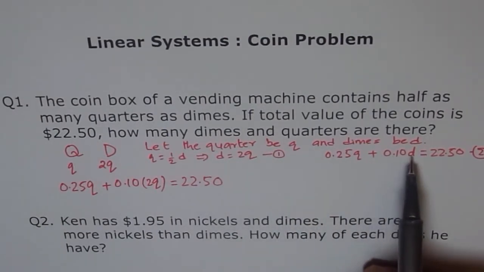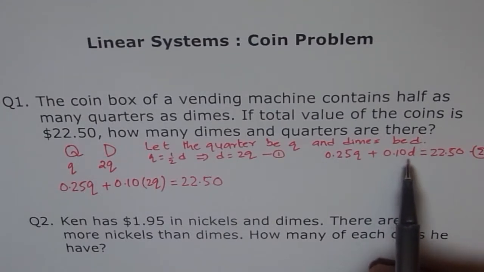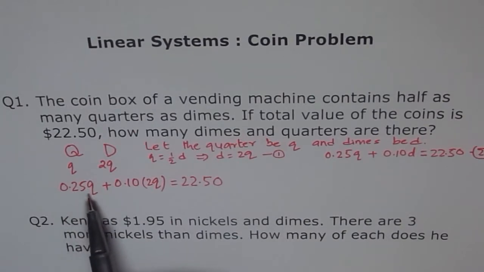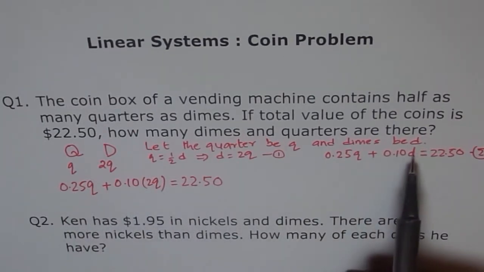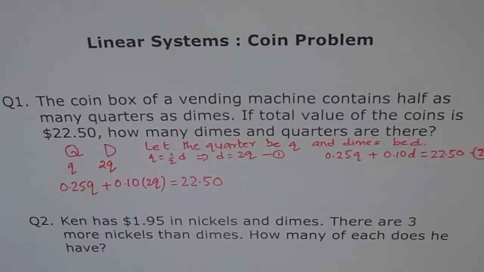So we substitute D as 2Q in our first equation, and we get our final equation to solve. The final equation looks like this: 0.25Q plus 0.10 times 2Q, because D is 2Q, equals 22.50. Now you have to solve it. I have seen that some students find it very difficult to solve with decimal numbers. So what I will prefer is, if it is difficult for you, get rid of decimal numbers.